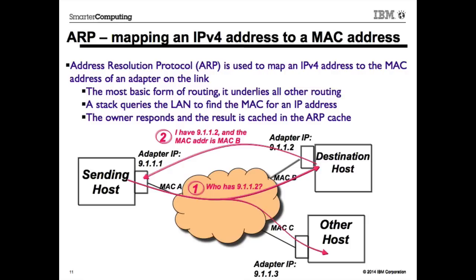At its most basic level, when a stack has an IP address that it needs to send a packet to, it queries everybody in the LAN to say who owns this IP address, and the owner responds and says, I own it, and here's the MAC address. And when the sender gets the response, he puts it in an ARP cache, so you don't have to ask every time. So that's relatively basic routing, and that's how it starts off.